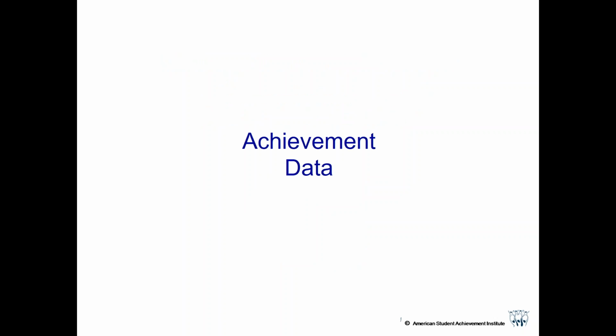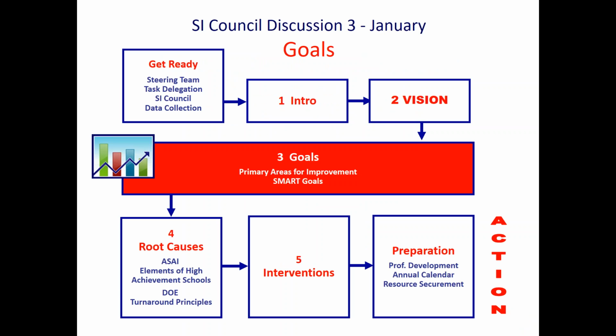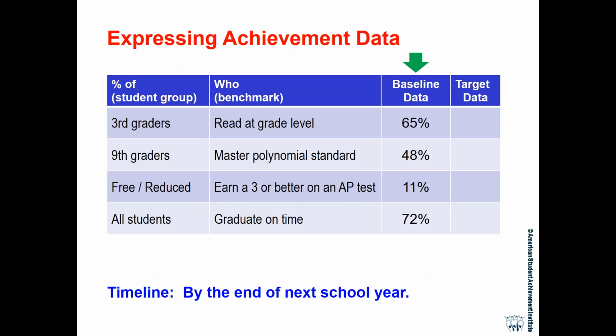Not yet. Okay, I'm assuming then that everybody understands those two terms. That's good. So the first part that I want to talk about is achievement data. The achievement data that you collect this month is going to be used when we get to the goals step. And so here's how we express achievement data. We always give the benchmark that we want students to reach, the student group that we want to reach that benchmark, and then there will be baseline data and then target data.